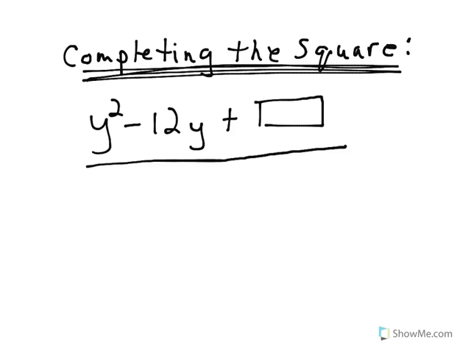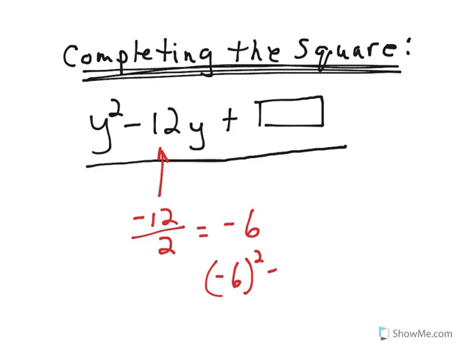To do that, we take our middle term's coefficient, negative 12, and we divide that by 2, which gives us negative 6. Then we take that negative 6 and we square it, giving us positive 36. And that is the number that we add to our binomial to make it a perfect square trinomial.